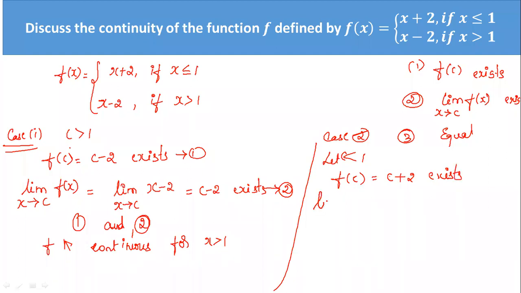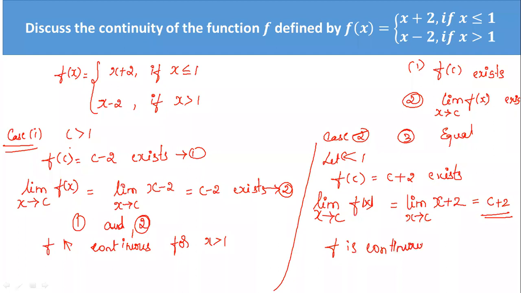And then the limit of f of x as x tends to c. So that is the limit of f of x, which is nothing but x plus 2 as x tends to c. So substitute the value of c for x. So it is c plus 2. Both are equal. So the function is continuous. F is continuous even for x less than 1.